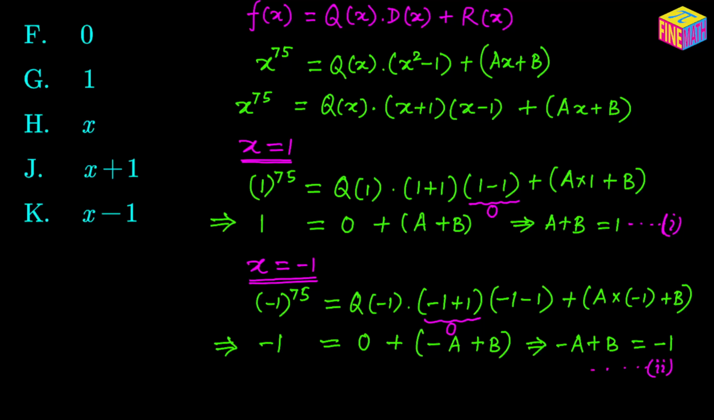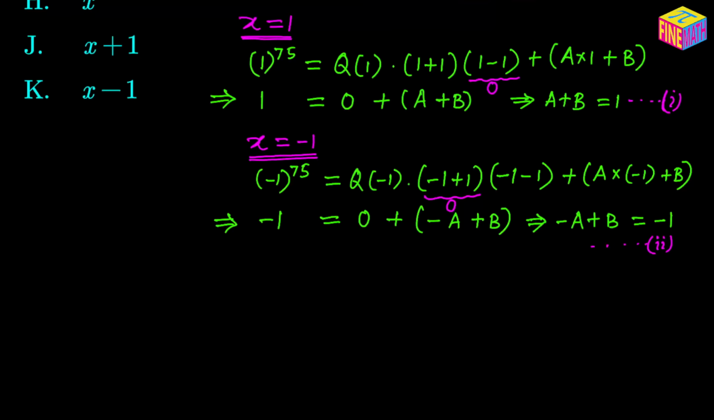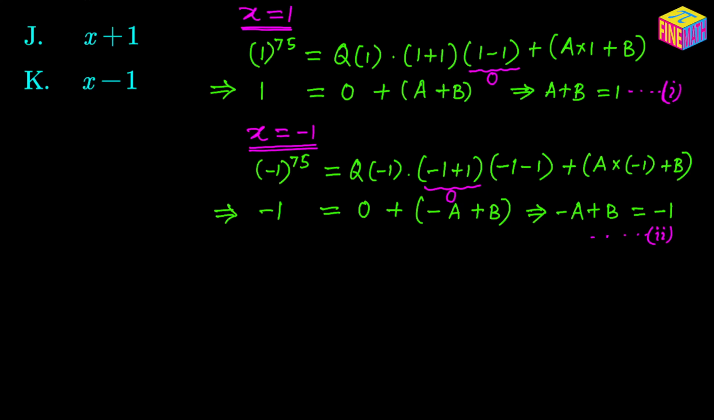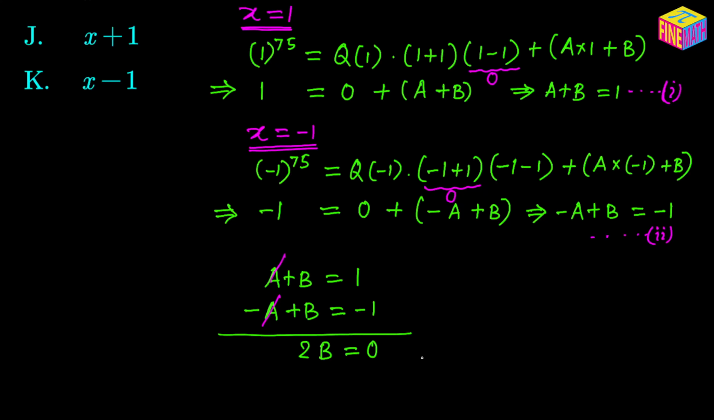And from these two equations we have to find the value of a and b. So let's quickly do that. So what are the equations that we got so far? We have a plus b equals 1, and negative a plus b is equal to negative 1. So then let's add these two equations, and if we add them, what do we get? Well, positive a, negative a, they will cancel out each other. So we'll have 2 times b is equal to 0, and from here we can say b is equal to 0.